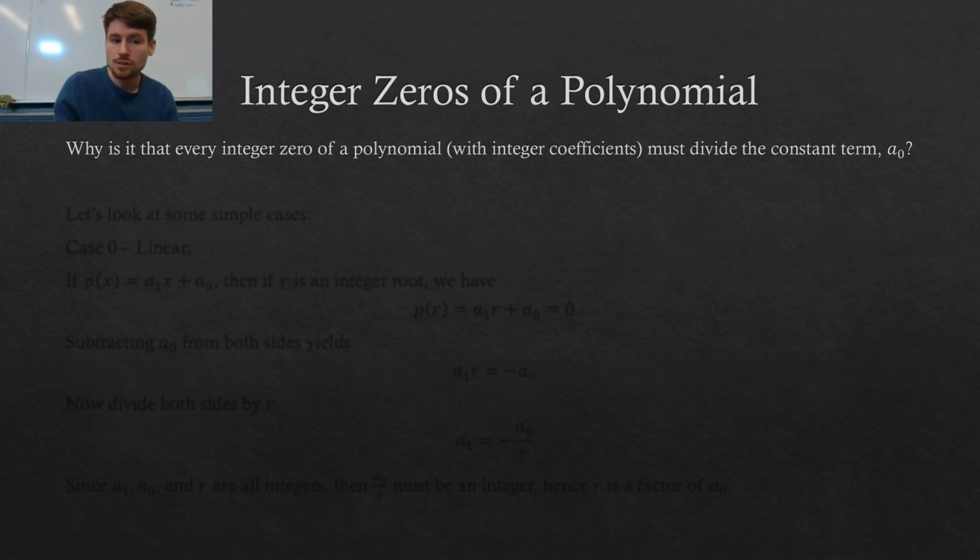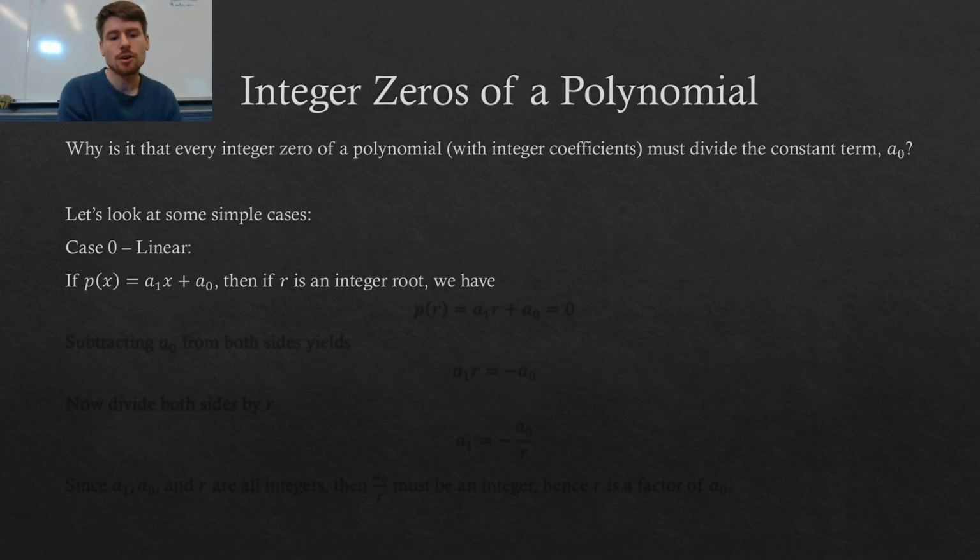So this is not the rational root theorem. The rational root theorem kind of is an extension of this. So we'll start off with some things we know about, and we're going to start off with some simple cases like a linear function. So I wrote the linear function as a polynomial.